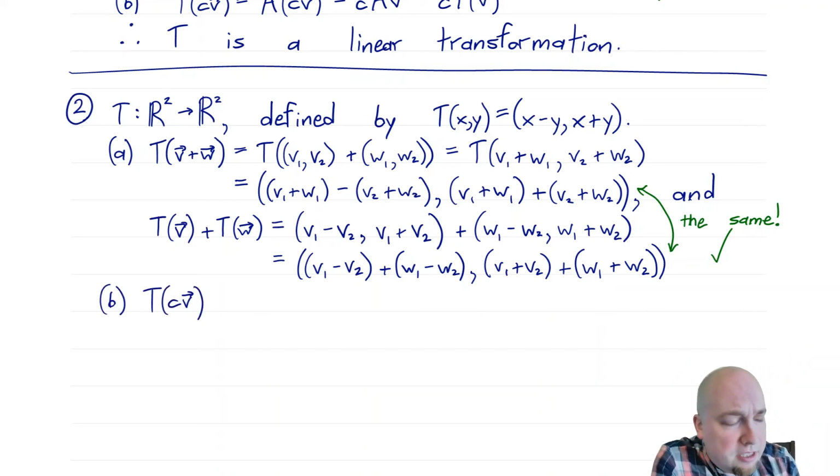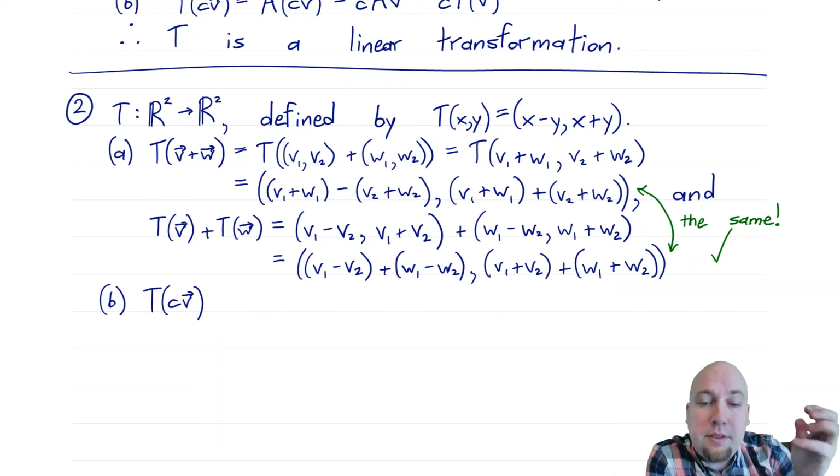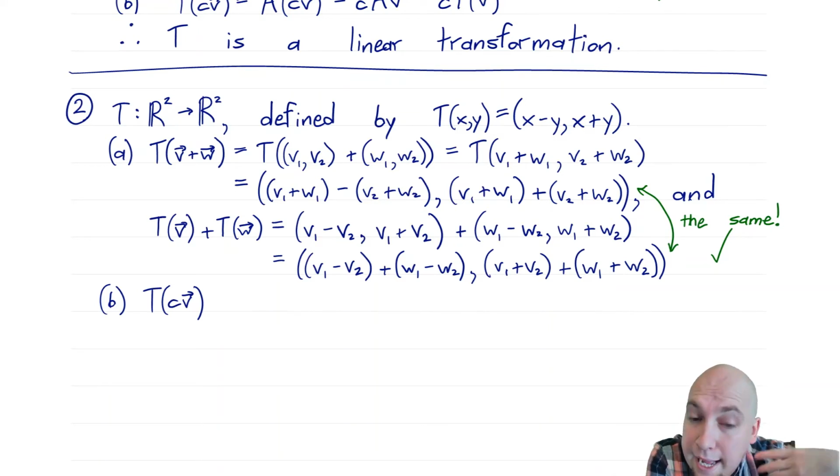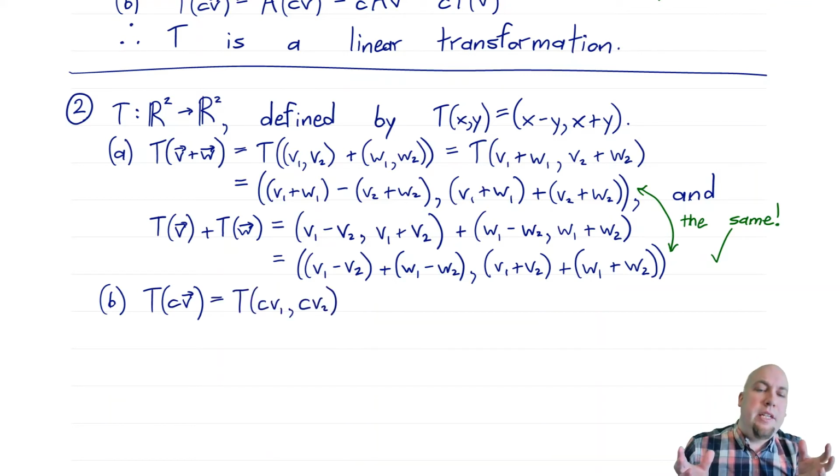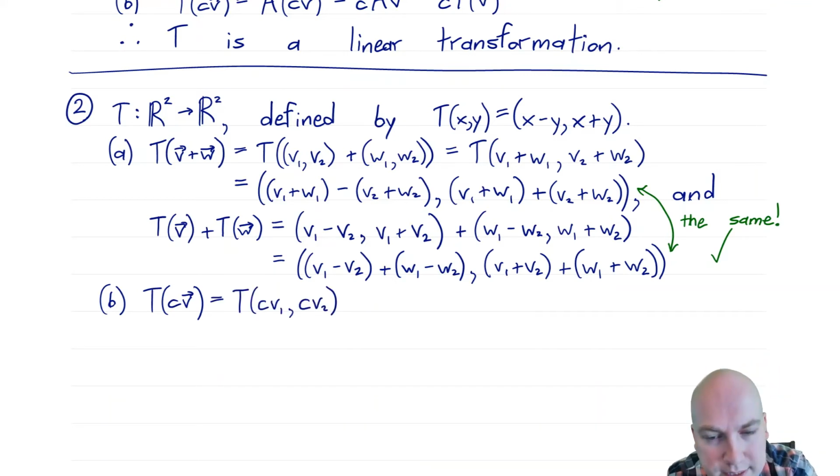All right, now just do the same thing for property B. Show that you can pull scalar multiplication out of it as well. Again, just use the definition everywhere. T of C times V is, well, what is scalar multiplication? You just multiply each of the entries by the scalar. So C of V1, C of V2.